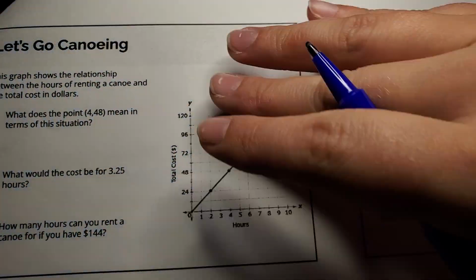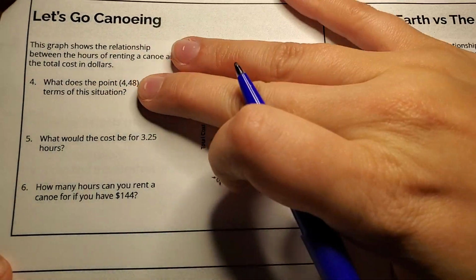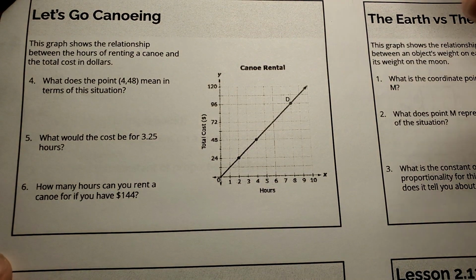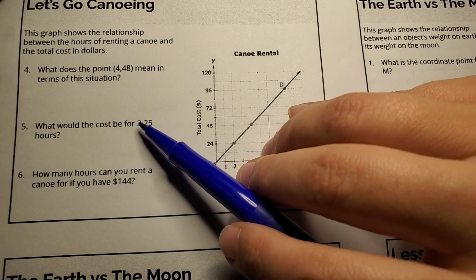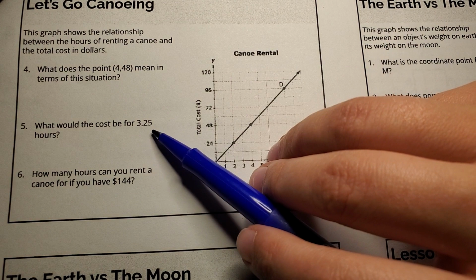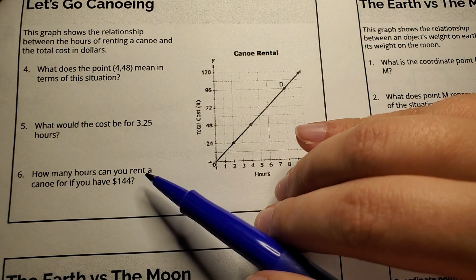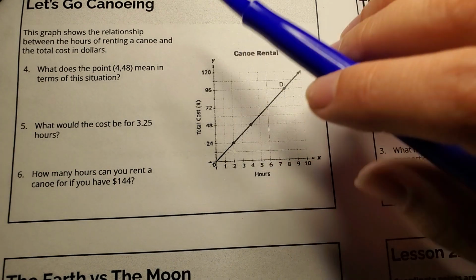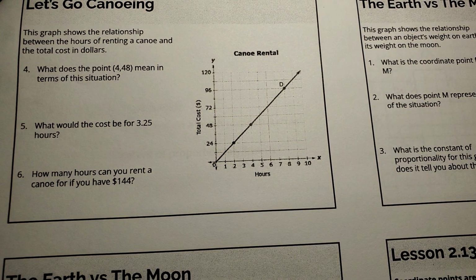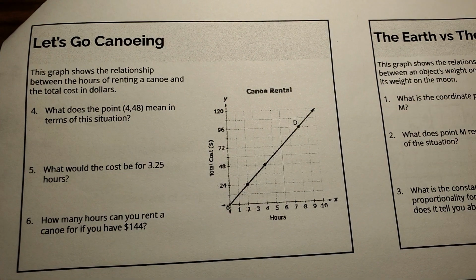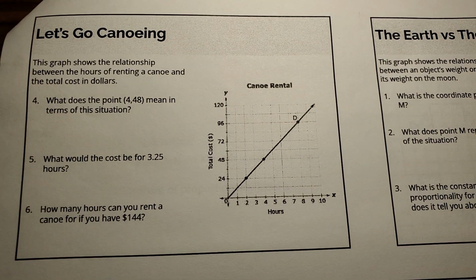Again, same graph, new questions. This time, what does the point 4, 48 mean? If you rent the canoe for 3 1/4, 3.25 hours, what would the cost be? And how many hours can you rent a canoe for if you have $144? Pause here, try these problems, come back to me once you're ready.